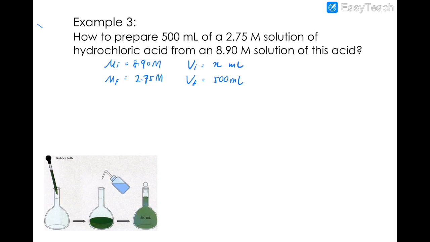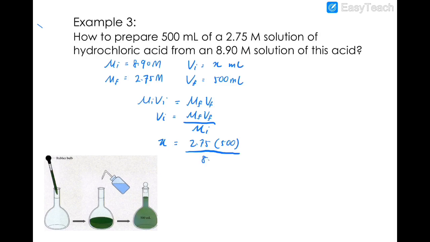Okay, jadi kita guna pakai MIVI equals to MFVF, where the VI equals to MFVF over MI. So you will get that the X is equals to 2.75 times with 500 ml divided by 8.9. So the answer for X is equals to 154.49 ml.